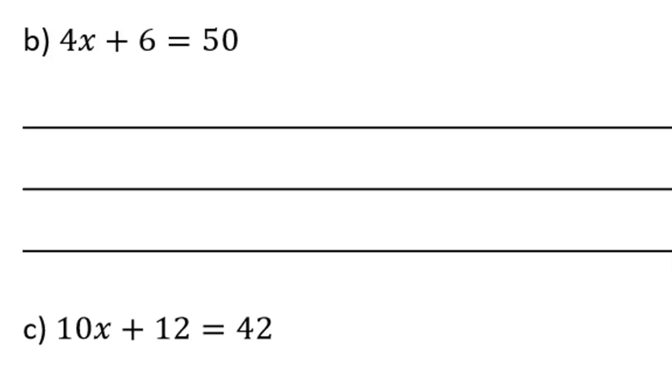Okay, B, I've got 4x plus 6 is equal to 50. So 4 times a number, x is just a number, we're trying to find out what the number is. So 4 times something, then I add 6 and I'll get 50. Question is, what's that number?